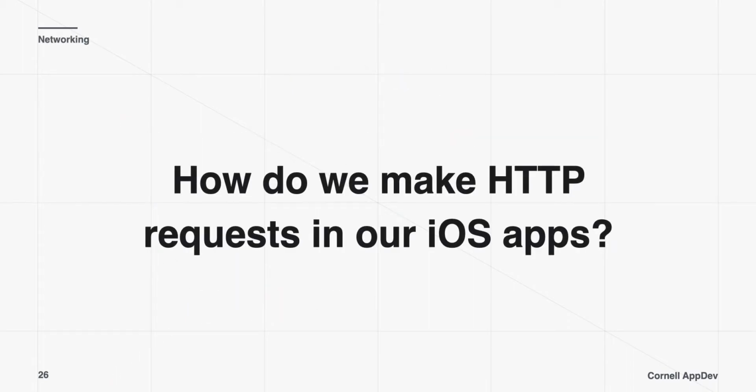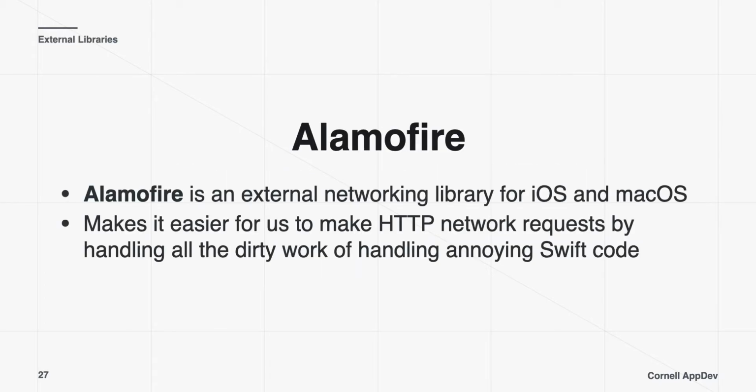So how could we make HTTP requests in our iOS apps? What we're going to use is a library called Alamofire, and this library just helps with making network requests. You can make network requests just with Swift, with the original Apple way that they tell you to do it, but it's really annoying. So Alamofire is a library that makes this a lot easier and does all the dirty work for you.